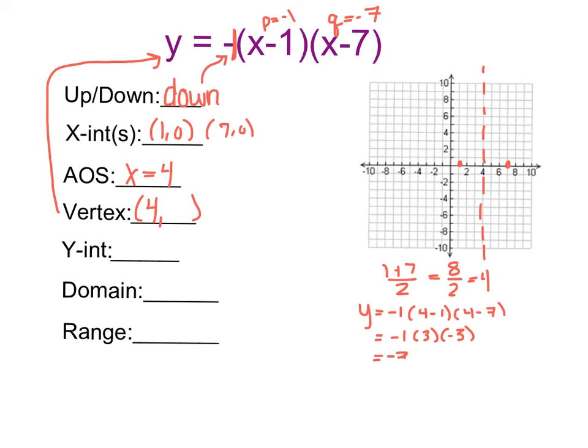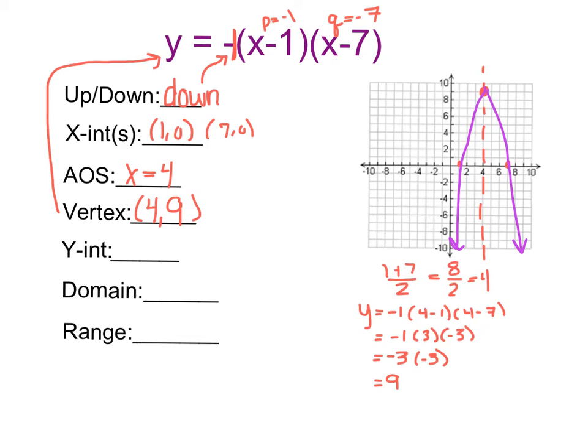-1 times 3 is -3, and that times -3 leaves me with 9. So my vertex is occurring at x is 4, y is 9. So there I can see a general shape of my graph. I connect my points in a parabola U shape, and there's an estimate of my parabola.